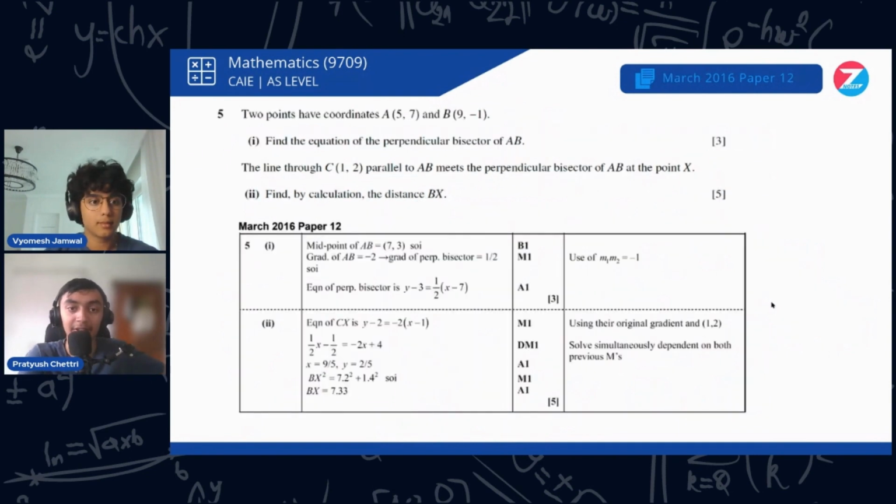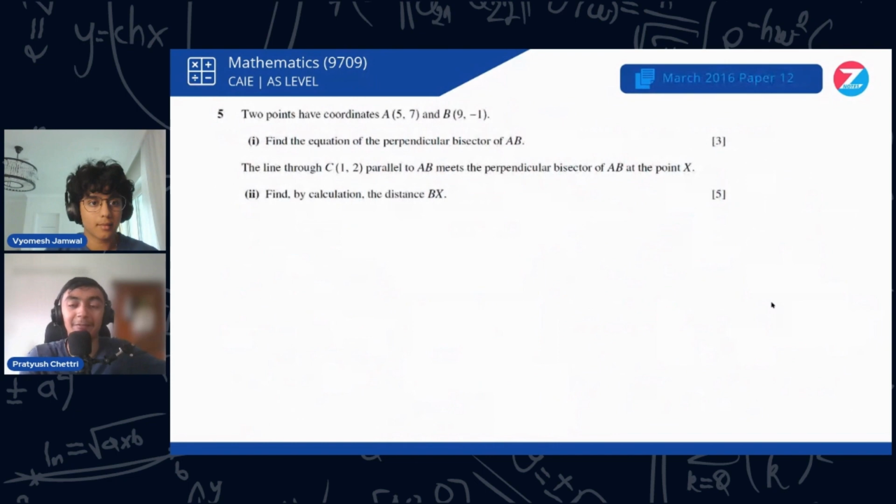My gosh. Okay, last line question. Thank goodness. I may have included a bit too many. Okay, Vyomesh, can you do the first line, this here for us, please?